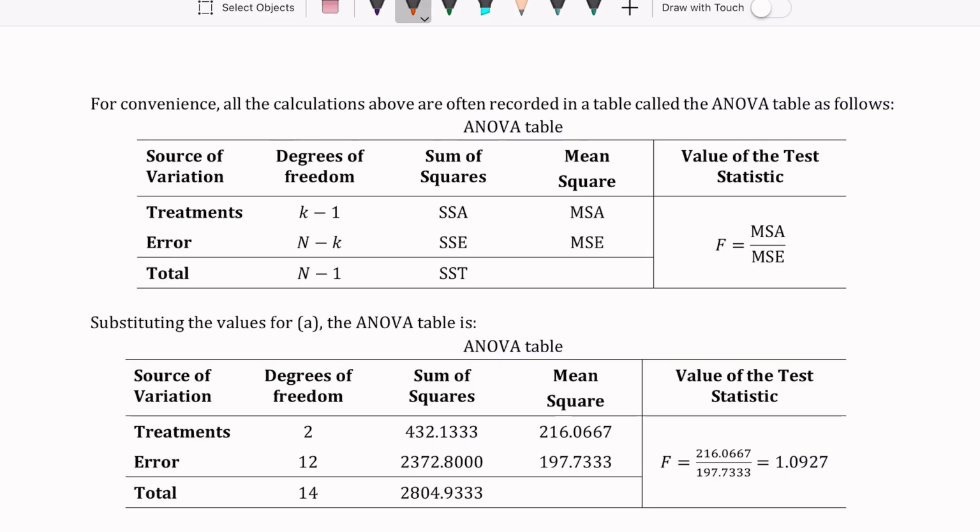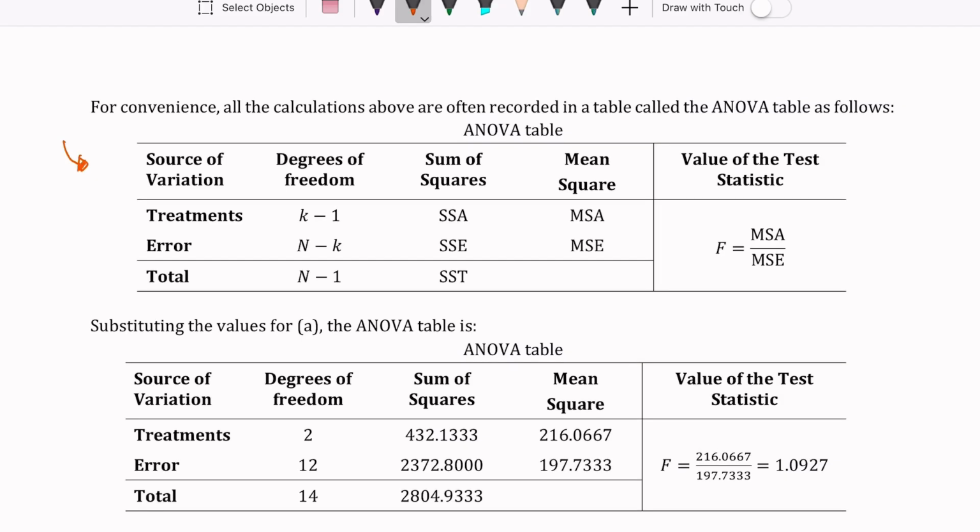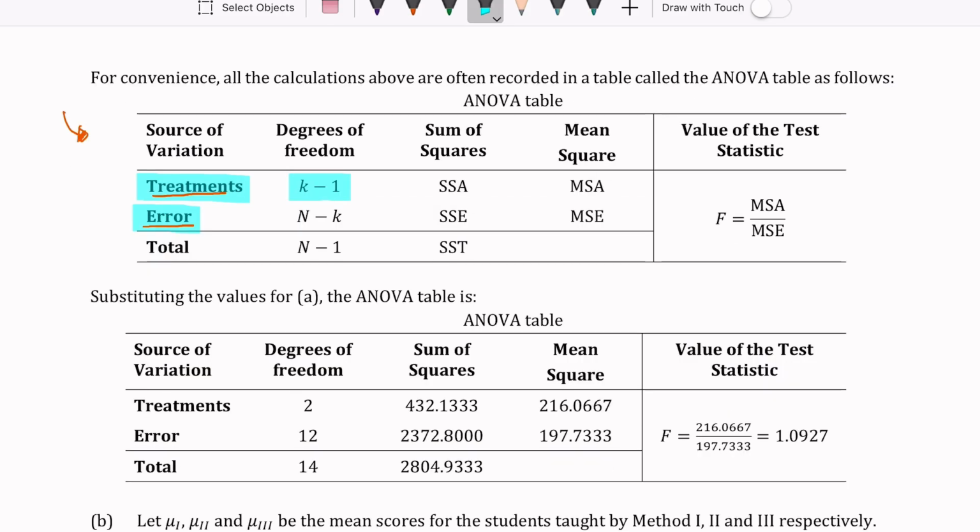For convenience, all the calculations just now we record in the ANOVA table. So this is the ANOVA table. In the ANOVA table, we have two sources of variation. The first one is the variation between groups. This variation is due to different methods or different treatments. And another one, we have the variation from the other factor or error. In the second column, we have the degree of freedom for the treatment, K minus 1, and the degree of freedom of the error, capital N minus K.